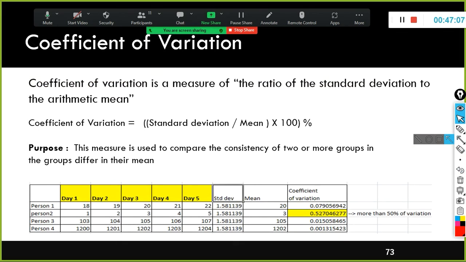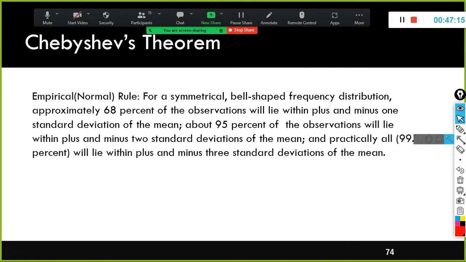So now you understood how we can apply standard deviation in real business scenarios with these two examples. And we have something else called Chebyshev's theorem. What this theorem says is, for a symmetrical or bell-shaped frequency distribution, 68% of the data points will lie within plus or minus one standard deviation of the mean. About 95% of the data set will lie within plus or minus 2 standard deviations of the mean, and practically all, 99.9%, will lie within plus or minus 3 standard deviations of the mean.